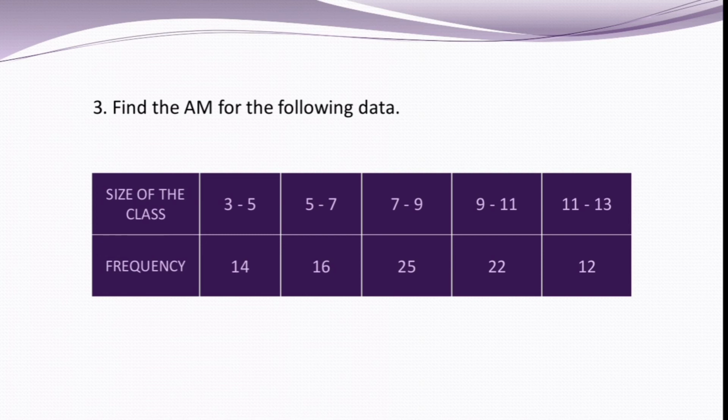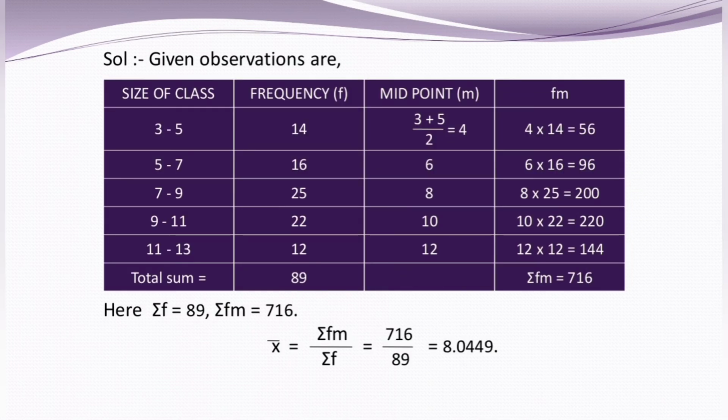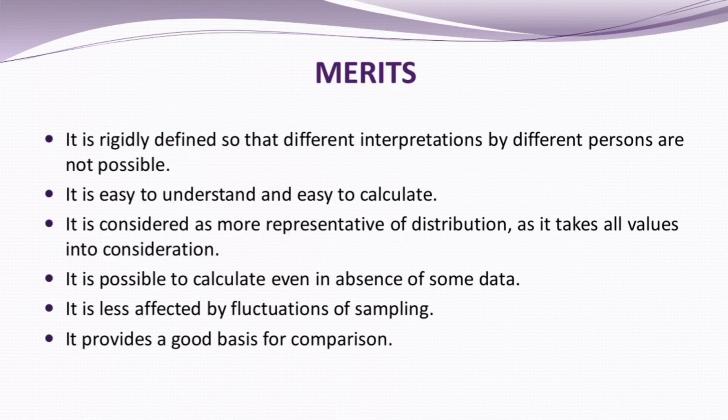In this case, we have to calculate the midpoint of the class interval given. After calculating the midpoint, we have to calculate the product of frequency and corresponding midpoint. We have to calculate sigma f also, that means the sum of all the frequencies. Now let us substitute all the values in the given formula. X bar is equal to sigma fm by sigma f, that is equal to 716 by 86. By calculating this, we get 8.0449. Therefore, the arithmetic mean of the given observations is 8.0449.